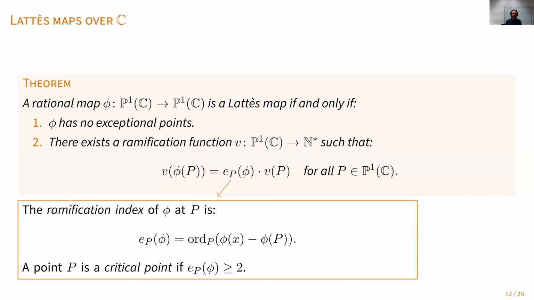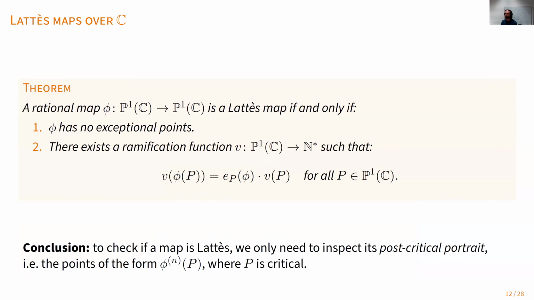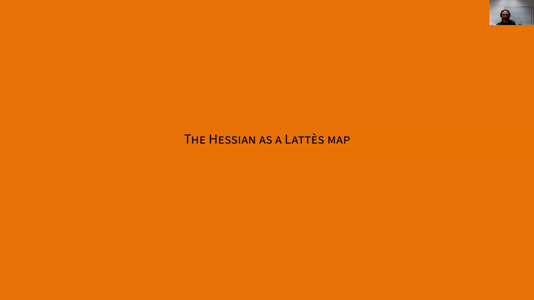But yes, you only need to consider the points that come after a point where the derivative of the rational function was 0, essentially. These points are called the post-critical points, exactly because the points where the derivative vanishes are called critical. Therefore, you only need to inspect a finite amount of points in order to tell if a rational map over C is a Lattès map or not. Okay, so let's use this on the Hessian function and see if it is a Lattès map, at least over the complex numbers.